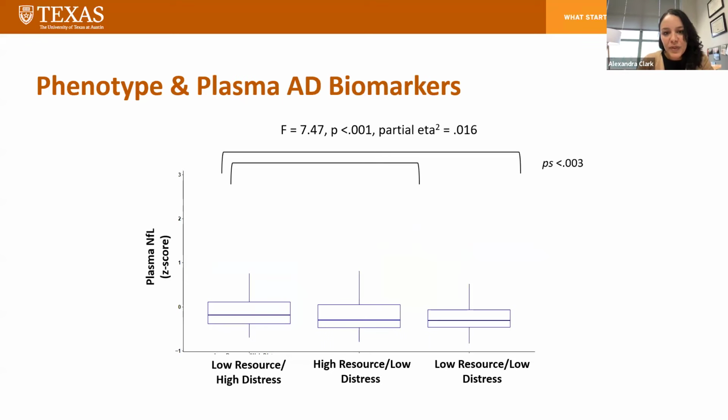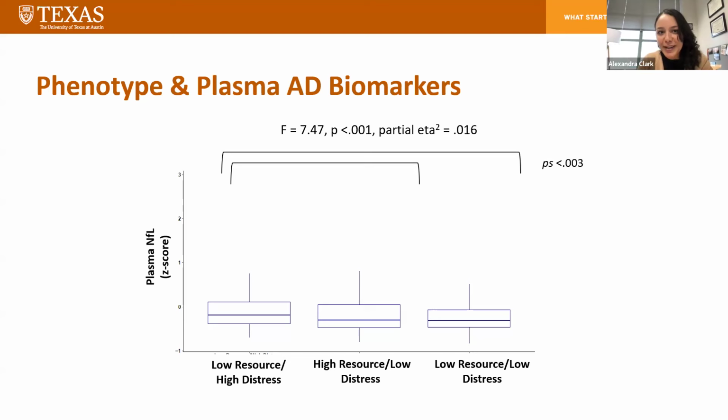Next slide, please. Then, we want to not just think about these lived experiences, but also understand the biology of Alzheimer's disease and risk across these groups as well. And we see that, again, there are some significant differences between each of the groups on plasma NfL markers, okay? The low resource, high distress group had significantly higher levels of plasma NfL compared to the high resource, low distress group and the low resource, low distress group, okay? So there's something really vulnerable about this low resource, high distress group.